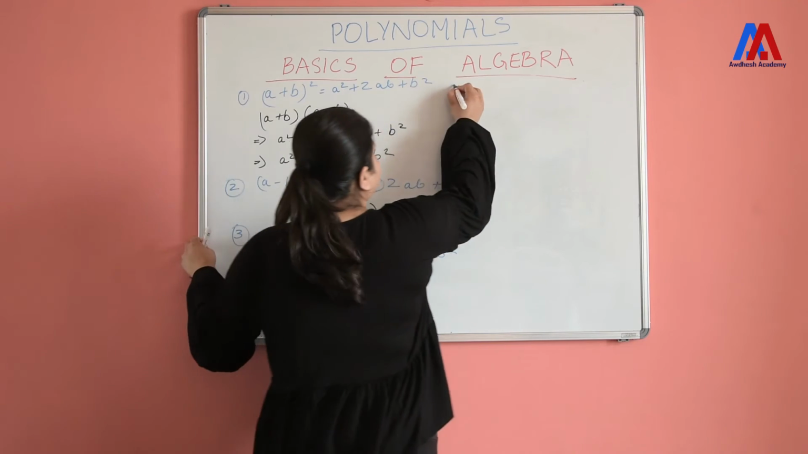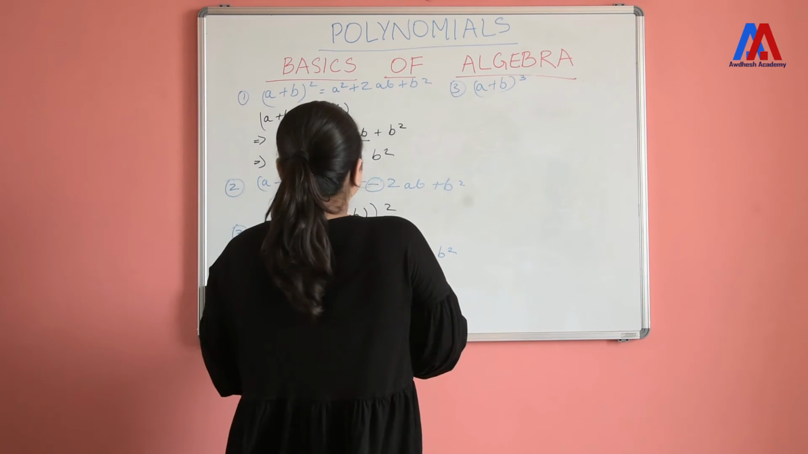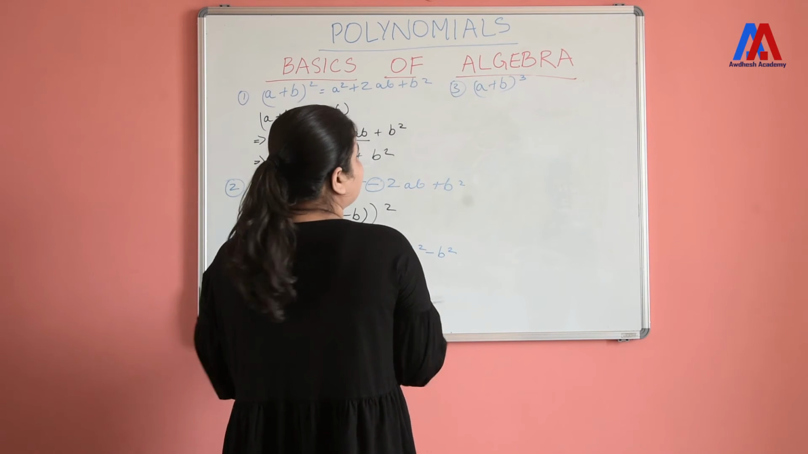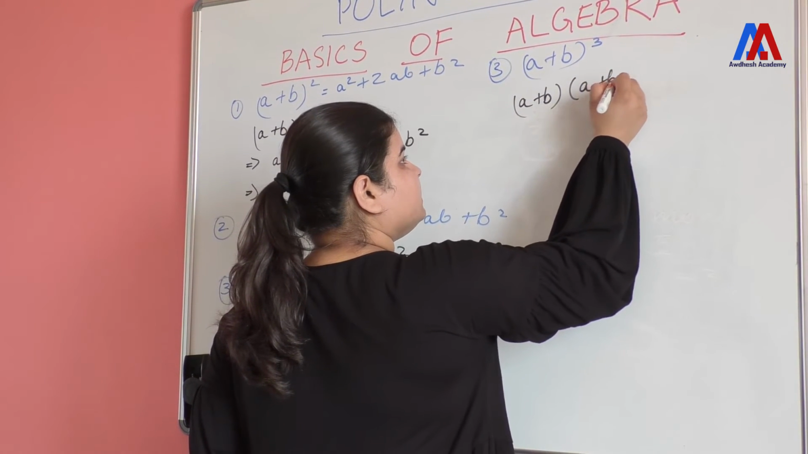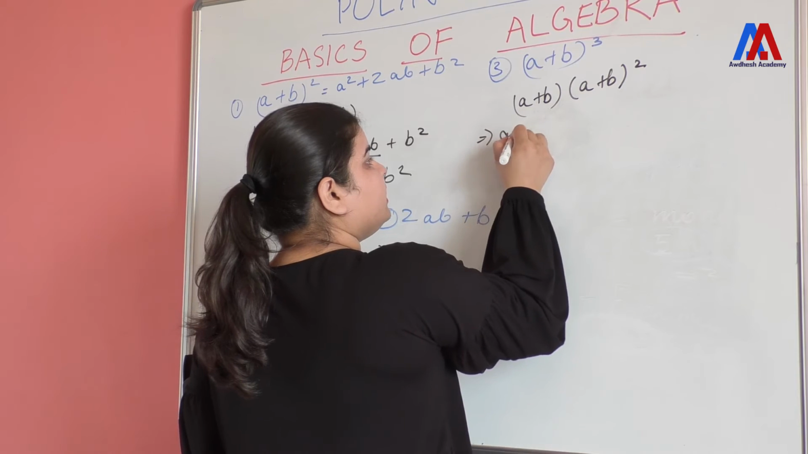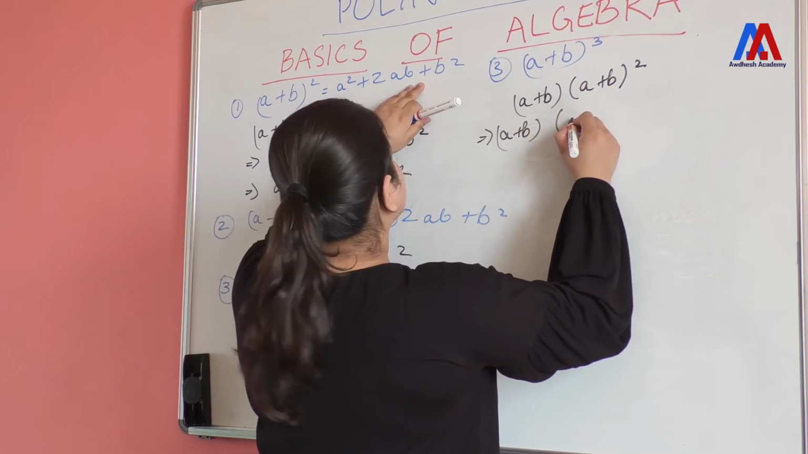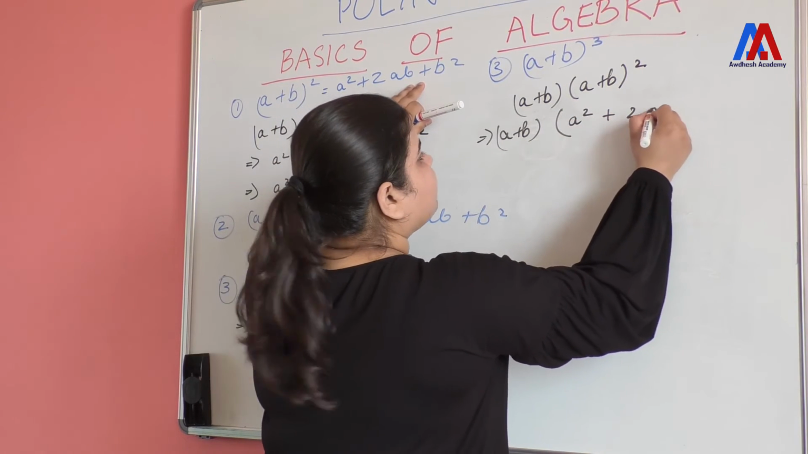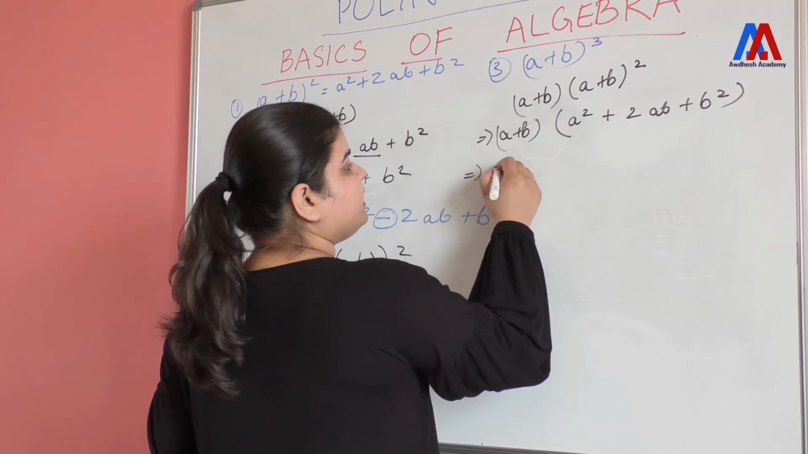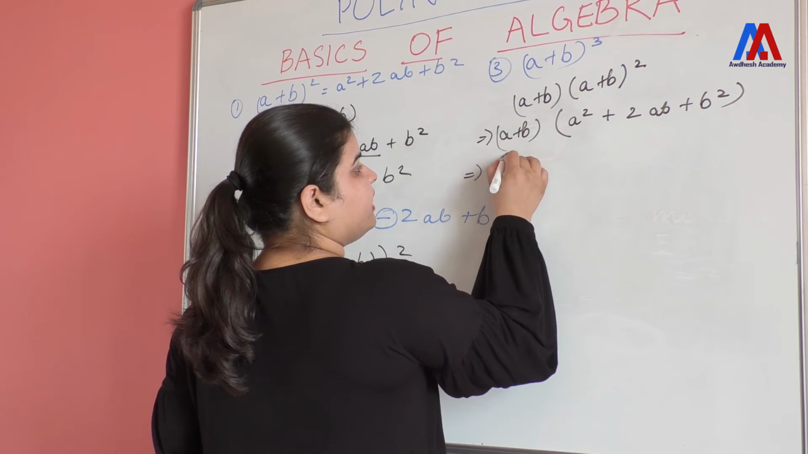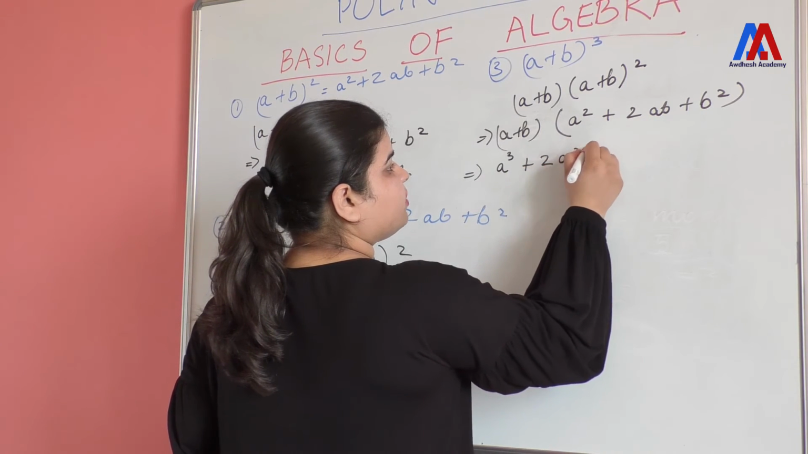Now what if we have (a + b)³? We have learned to find (a + b)². We can write this as (a + b)(a + b)², and substitute the identity of (a + b)², that is a² + 2ab + b². Now multiplying this, we will get a into a², a³, plus a into 2ab, that is 2a²b.